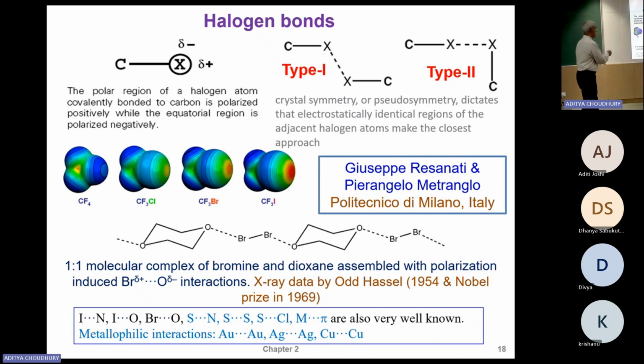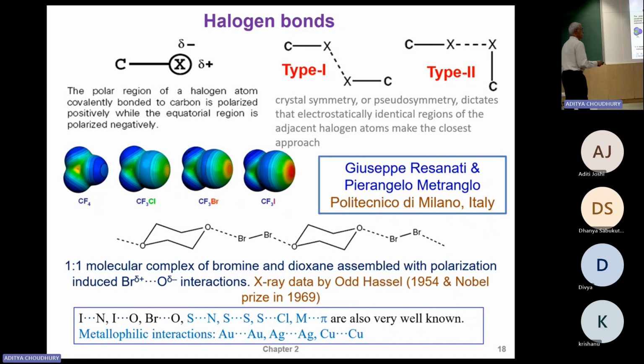This is based on experimental evidences, based on computational calculations, and recently, about 10 years ago, they defined what is meant by halogen bond that becomes very, very important in crystal engineering. Actually, they started using this directional electrostatic force to form different types of topologically important organic compounds that show very interesting properties.